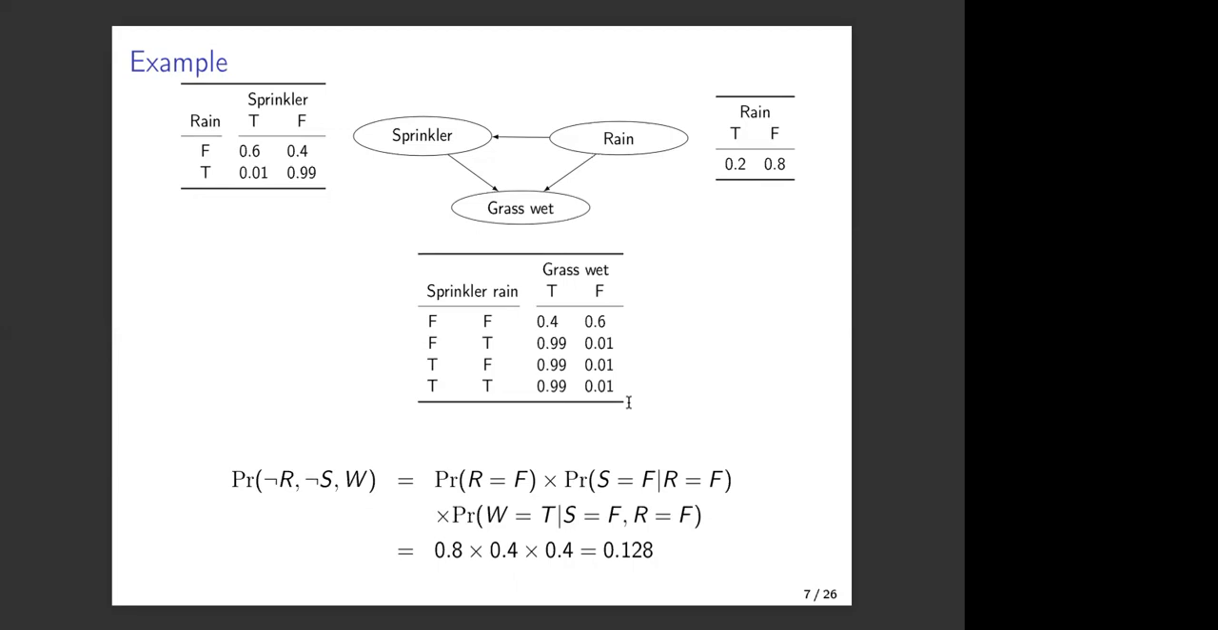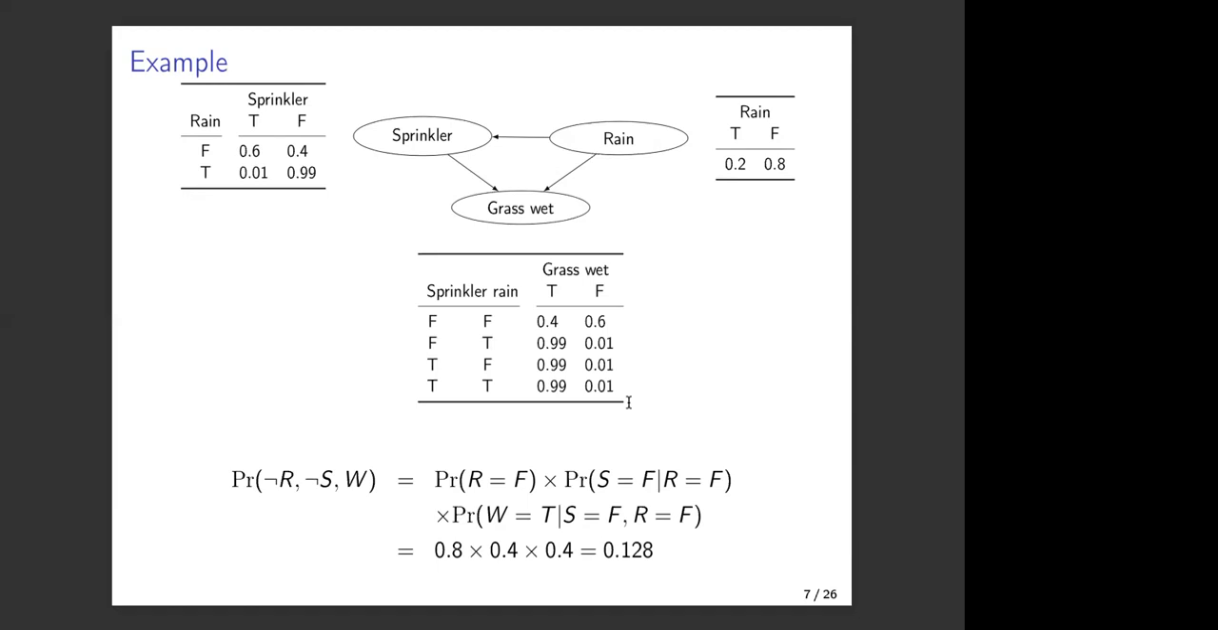If you look at sprinkler, it has one parent, rain. So for each setting of the parent, rain false or true, it has a table. Similarly, grass wet has two parents, and it gives a table for each of the possible settings of its parents. So suppose you wanted to compute the probability of the event that not R, meaning rain is false, not sprinkler, and the grass is wet. You can compute this probability by just doing the factorization I mentioned.